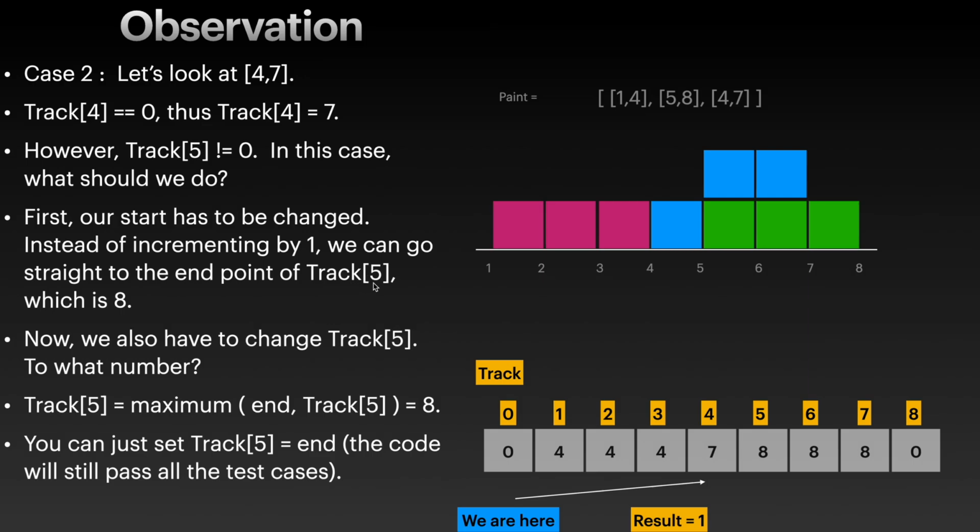So in other words, our start variable will be equal to track of start. In this case, start is equal to 5 initially, right? But then when you set start equal to track of 5, which is 8, then start becomes 8 instead of 6, right? And do we also have to modify this value? This is another interesting thing. I think you can just take the maximum of end, which in this case was 7, and track of 5, which is initially 8. So in that case, that will give you 8. But you can also just set track of 5 equal to end. That still passes all the test cases. I tried that, but I think the maximum version is a little bit faster, right? So that's something that you have to keep in mind.